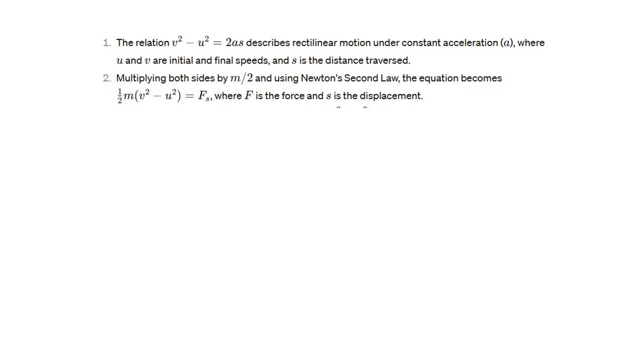Multiplying both sides by m by 2, and using Newton's second law, the equation becomes half m times (v squared minus u squared) equals F s, where F is the force and s is the displacement.